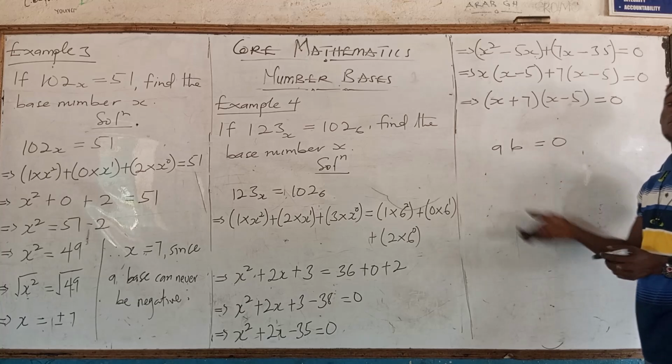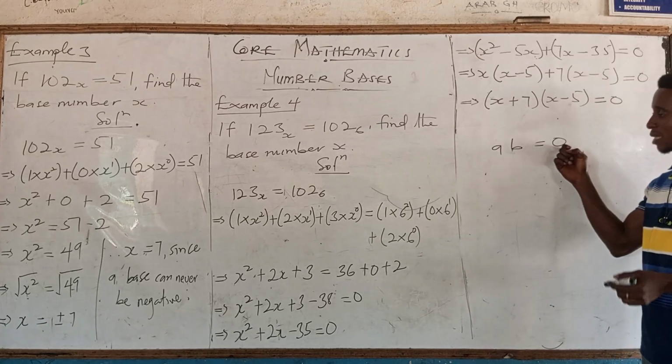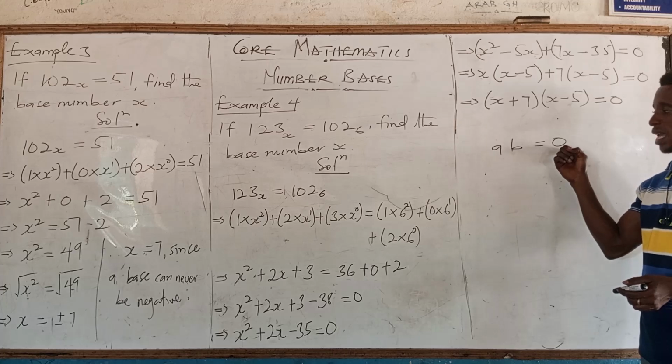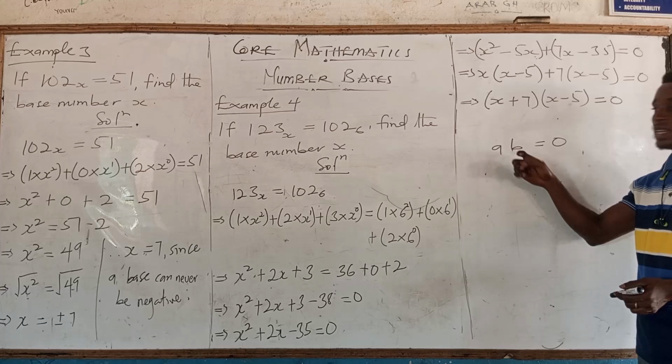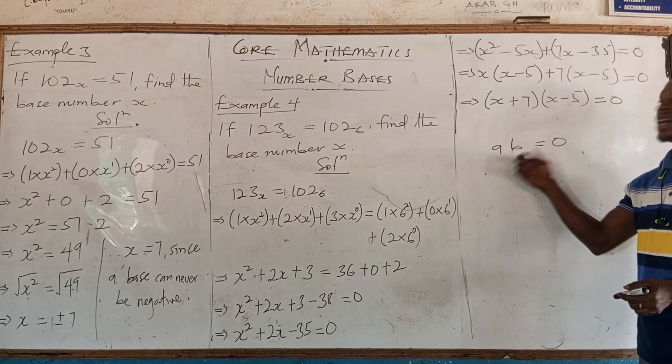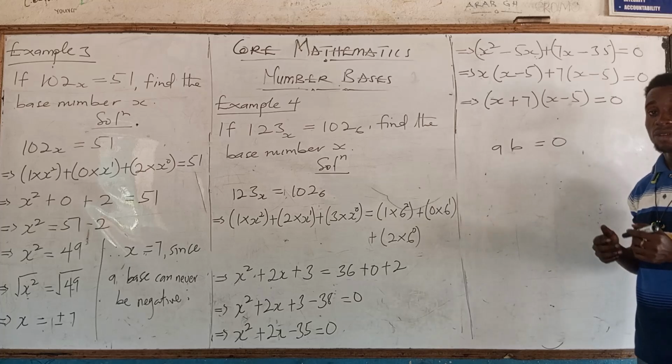No. If A and B are 0, then what are we solving? Are we getting that? So for us to get the answer to be 0, then it's either this that is 0 or this that is 0. Meaning one of these is 0. That is why the answer is what? 0. Because 0 by anything is what? 0. Please, are we getting that?